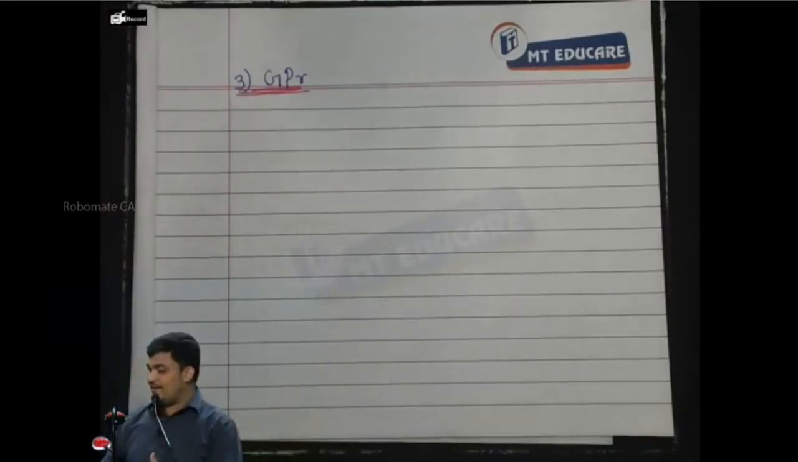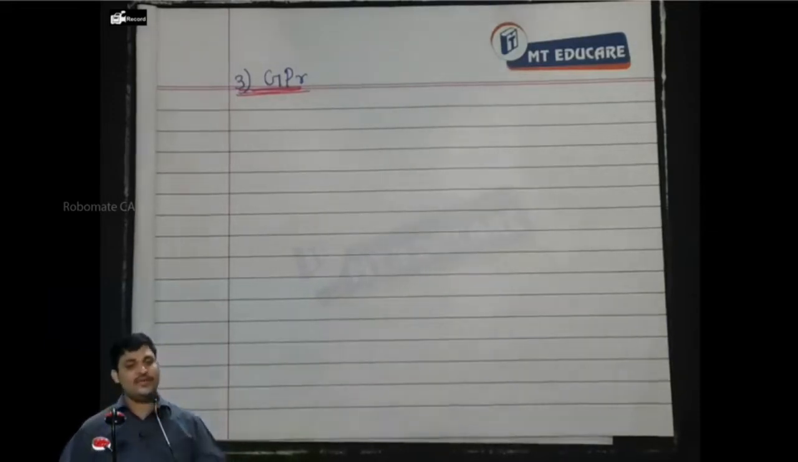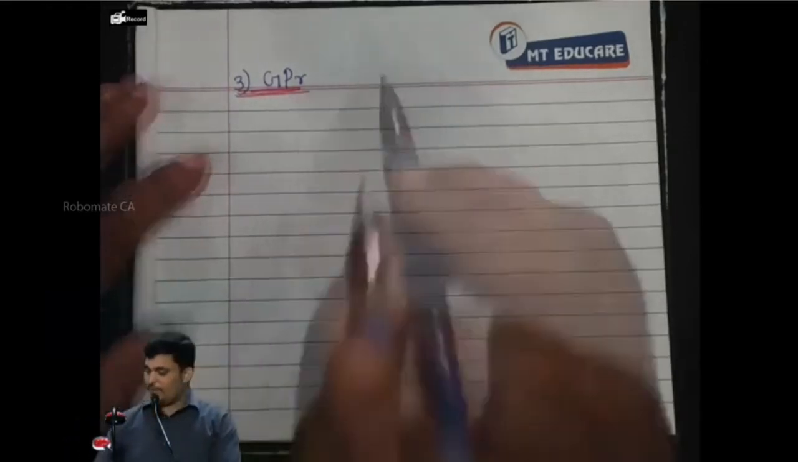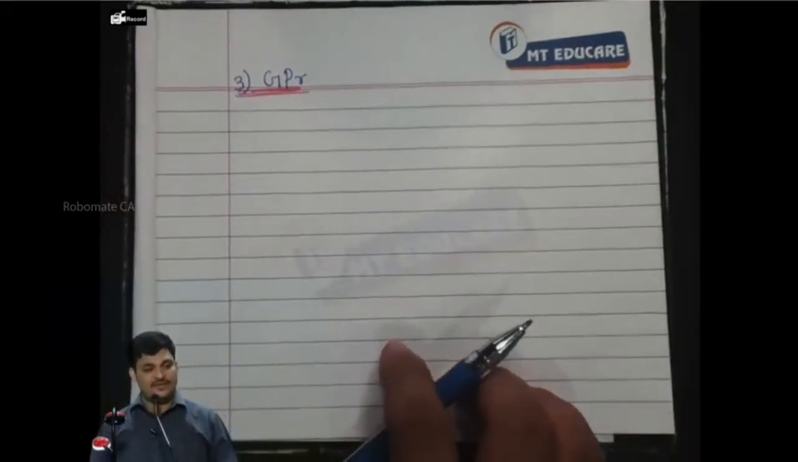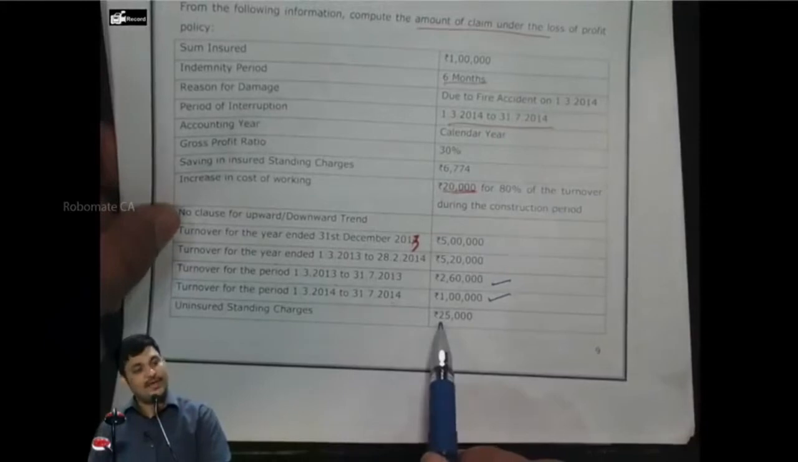The fire actually occurred on 1st of March 2014, and they are following the calendar year, which means the GPR will be computed for the year 2013, correct? So we will be taking the gross profit ratio for the year 2013. Further, I require the net profit of the previous year and insured standing charges. Net profit was given, 90,000, correct?